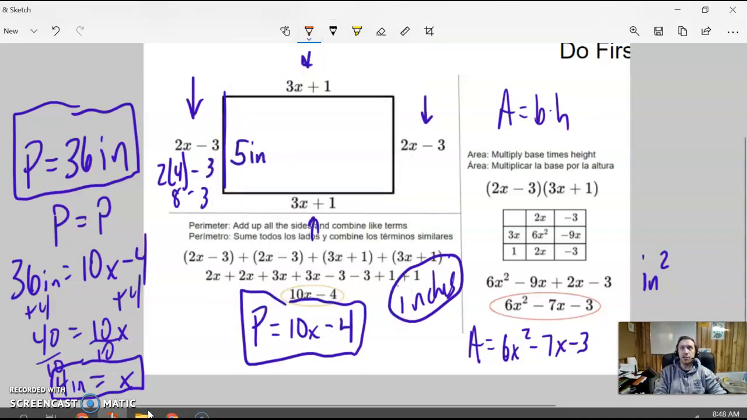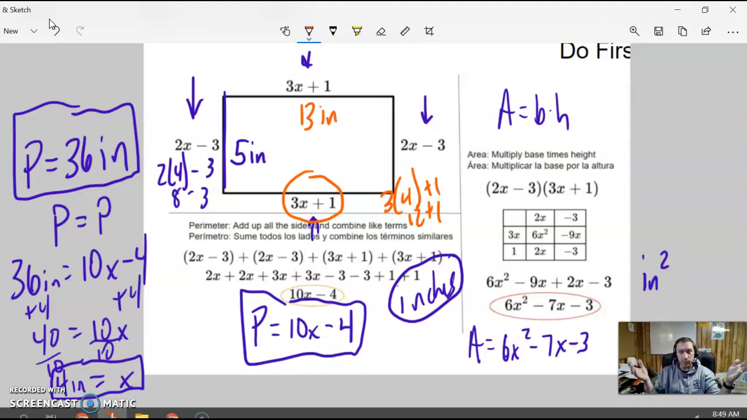I'm going to just switch colors so we don't get these confused. 3x plus 1, 3 times 4, sorry. 3 times x is 4, plus 1, we get 3 times 4 is 12, plus 1 is 13. So both of these are 13 inches. All right, that's awesome. Now we know we have a rectangle that's 5 inches by 13 inches.